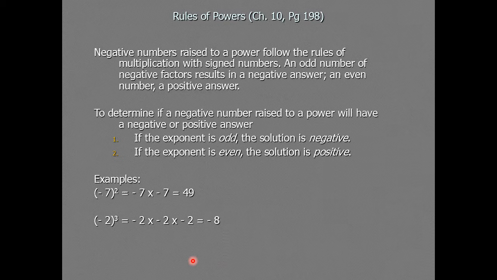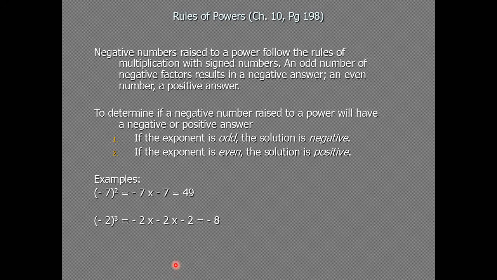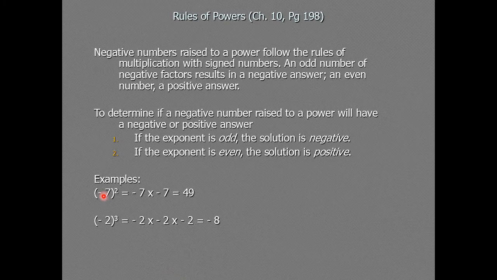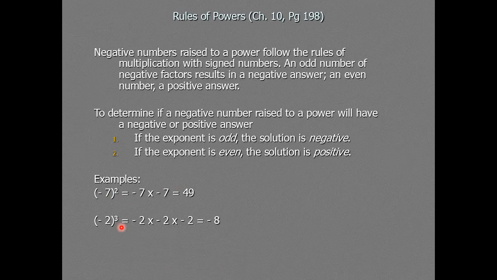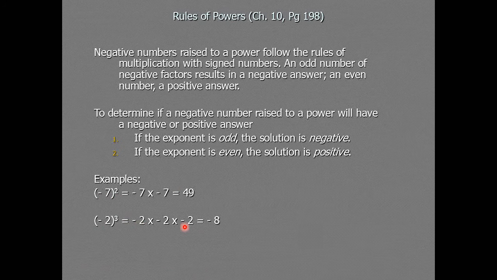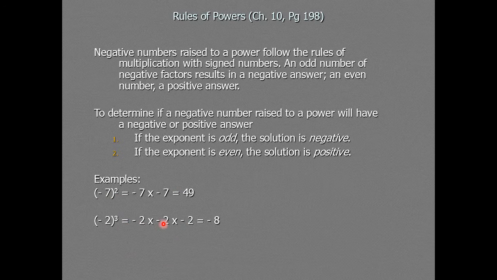Similarly here, let's say this is a power of negative 7, right? So negative 7 times negative 7, 49. But here is negative 2 to the power cube, so you multiply negative 2 times negative 2 times negative 2. You get an odd number of negative signs, right? 3 negative signs, so that's why you keep the negative sign.